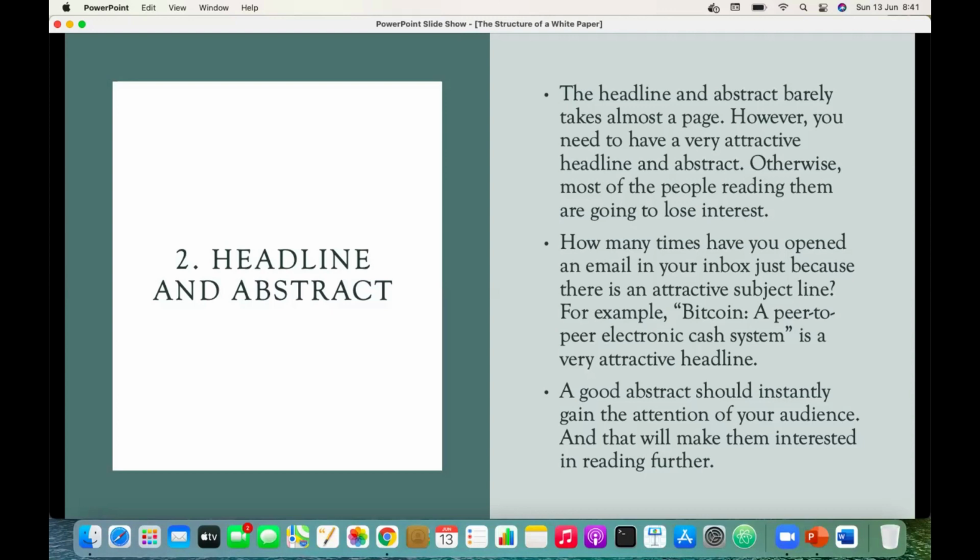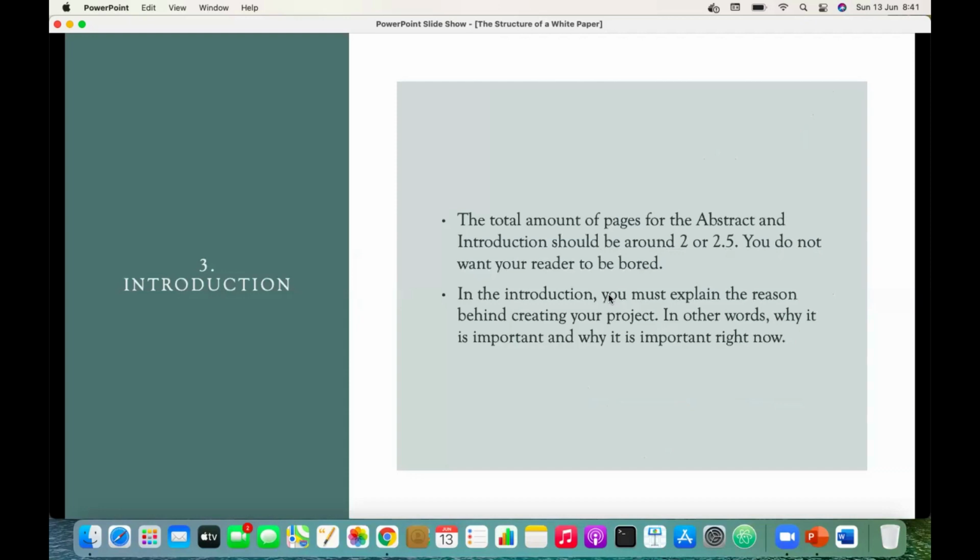So the title should be really catchy, sticking to the point, and at the same time reaching the heart of the reader. And of course, a good abstract should instantly gain the attention of the audience, and that will make them interested in reading further. This is something that we need to, of course, understand.